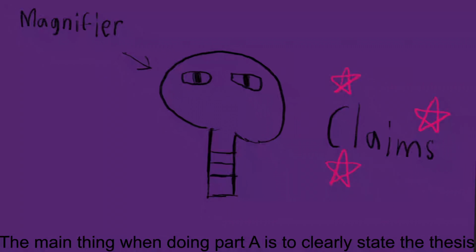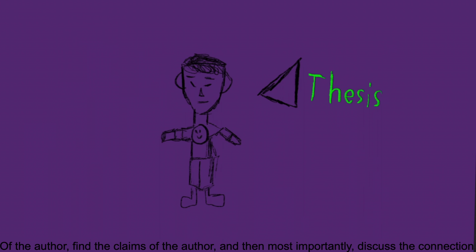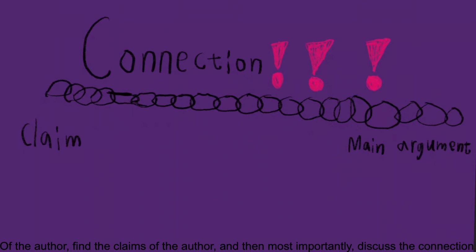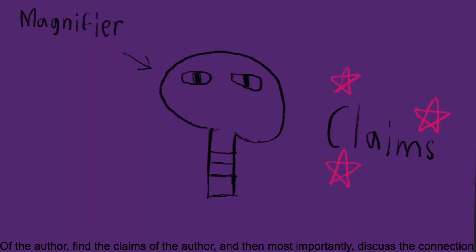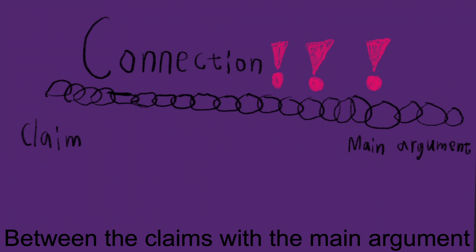The main thing when doing part A is to clearly state the thesis of the author, find the claims of the author, and then, most importantly, discuss the connection between the claims and the main argument. For question 3 of Part A, make sure to evaluate the effectiveness of the whole passage in relation to the sources used and their connections.